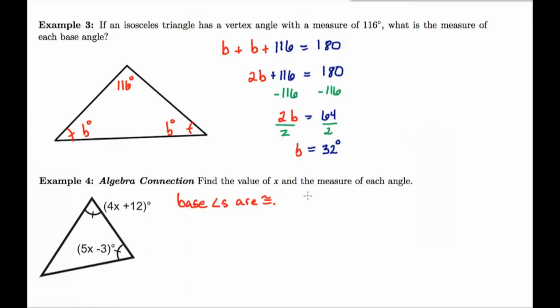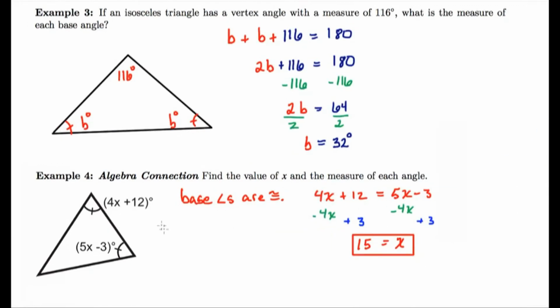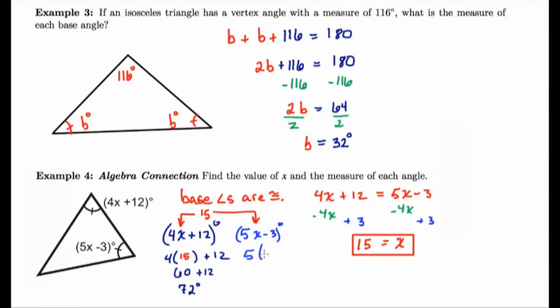Example 4, find the value of x and the measure of each angle. So the base angles are congruent. So therefore, we can set up 4x plus 12 equals 5x minus 3 and solve for x, and we get 15. Now we can find the measure of each angle by substituting 15 in for x. And so I get 72 degrees for the 4x plus 12, and then also 72 for the 5x minus 3.